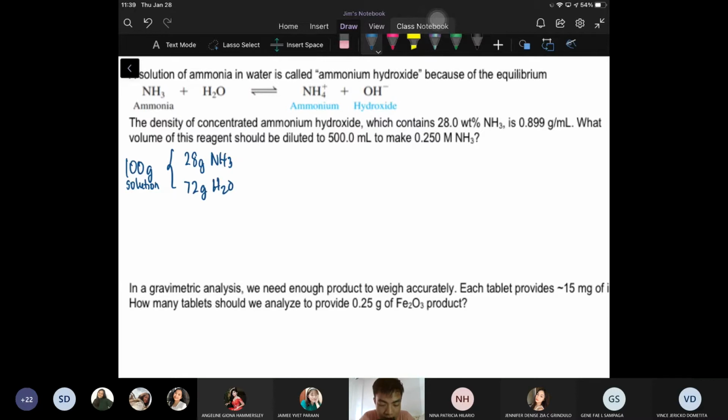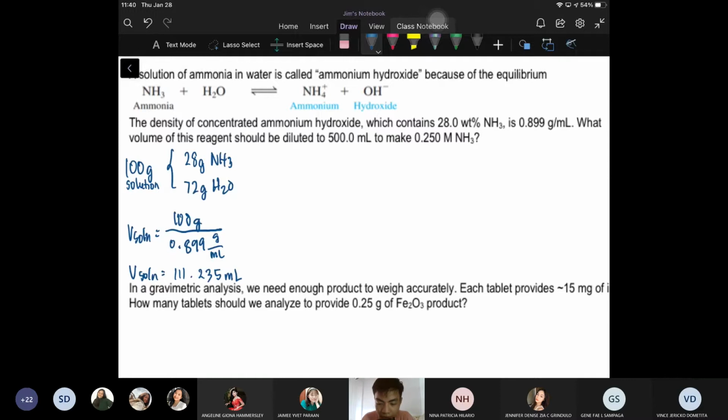Then, what's next? Density. Kunin natin yung volume ng solution. So that will be 100 grams divided by the density, which is 0.899 grams per ml. So we solve for the volume of the solution equal to, 3 decimal places lang, ha, 111.235. Okay, so yan. 111.235 ml. So yan na yung volume ng solution.